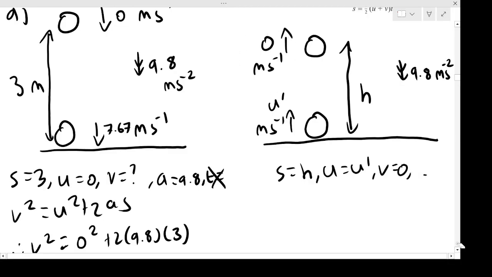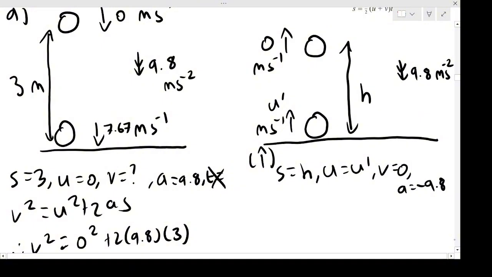Then A again. We're now considering upwards, but the issue is the acceleration is downwards. It's due to gravity, acting downwards. So it's in the negative direction, because now we're taking upwards as positive because we're going up. So we're going to need to make it negative 9.8. And again, we don't care about T here, and I don't know T.